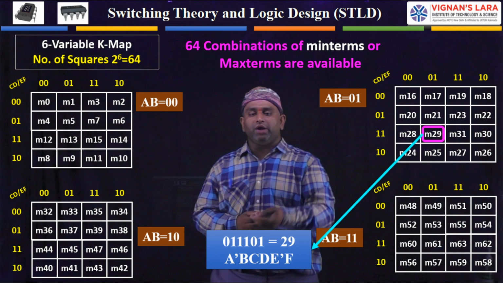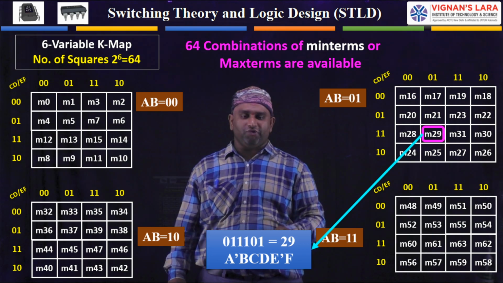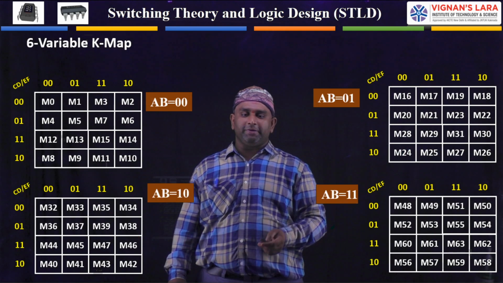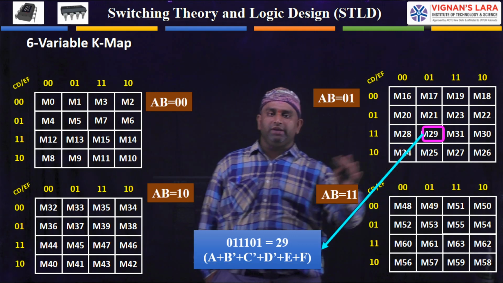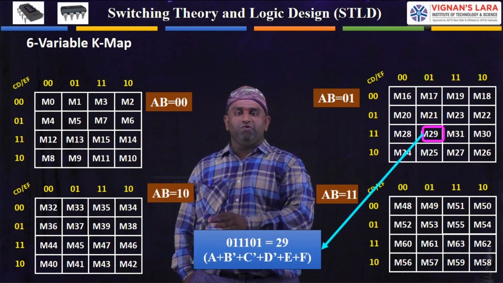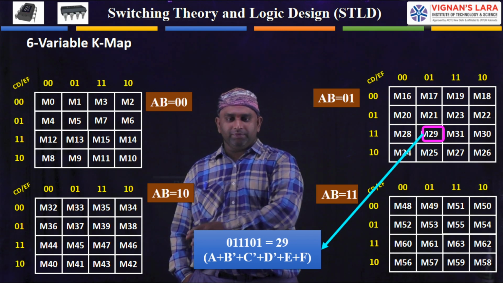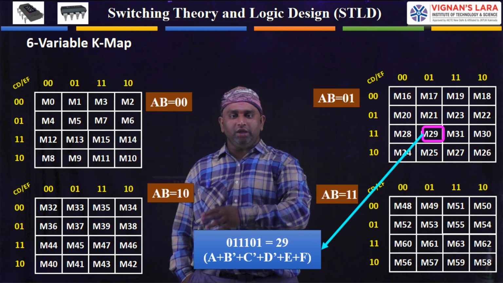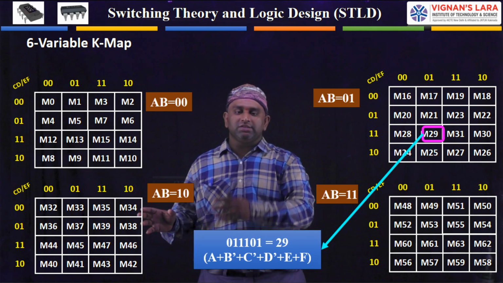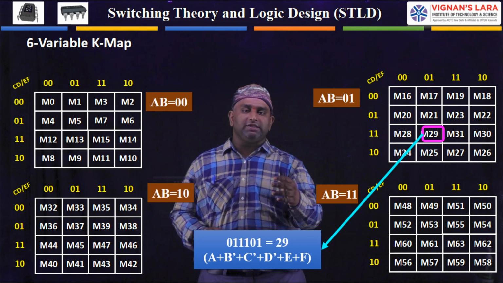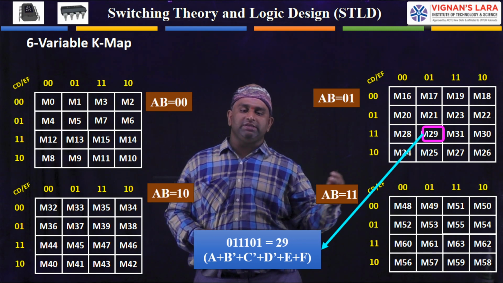If you want to write, you can write the max term also for this, right? So now I am representing the max term here. Coming here, the max term for M29: if it is 0, we are representing A, and if it is 1, we are representing the complemented form, that is B bar. So see here, A plus B bar plus C bar plus D bar plus E plus F.